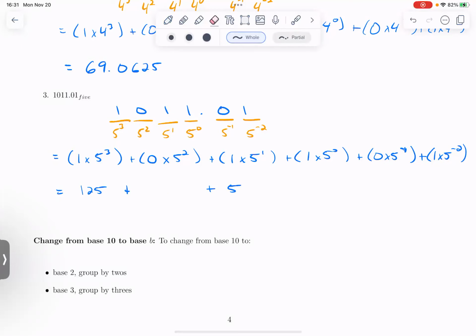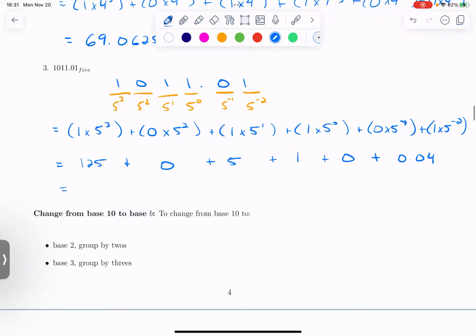This is 0. Math, plus 5 to the negative 2. 1 over 25.04. Get 131.04.